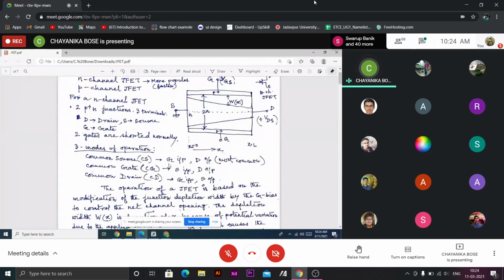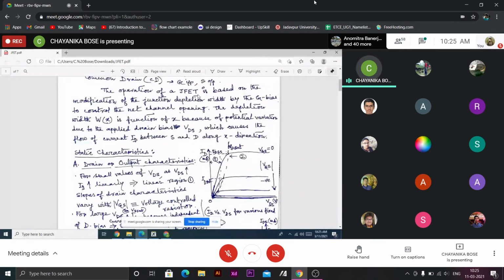So three modes of operation are possible since it is a three-terminal device, and basically the source is equivalent to our emitter. In the common source configuration, the source is common, the gate is treated as the input terminal, and the drain as the output one. This is the most popular mode of operation, like common emitter. When the gate is common, the source is input and drain is output. In common drain, the gate is input and source is output.